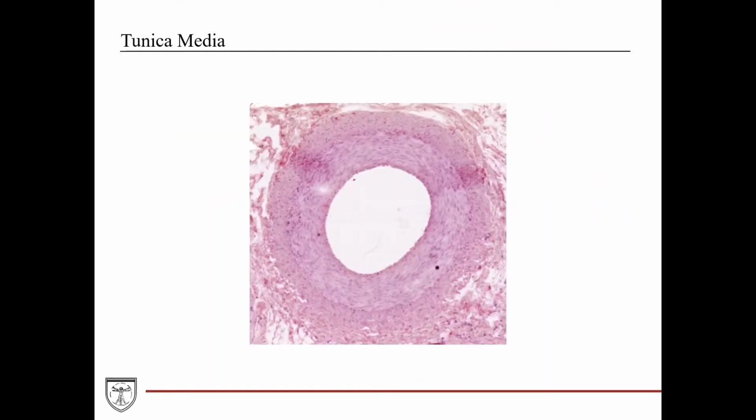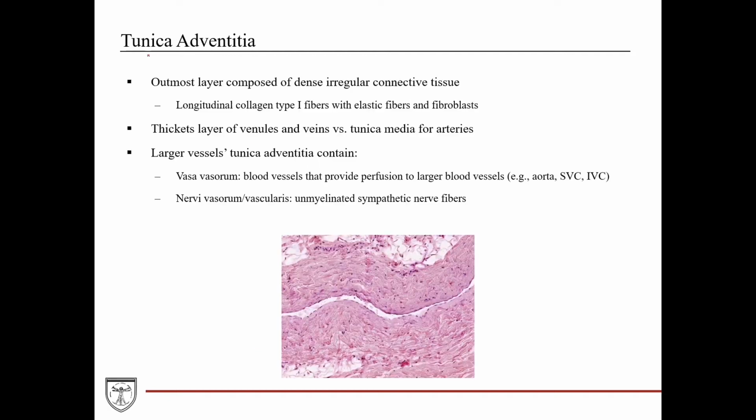And then just histologically here, again, here's that intima layer here. The adventitia is out here, and so in between here, this is your tunica media layer. And you can see the smooth muscle cells here. Lastly, the tunica adventitia. This is the outermost layer, and it's composed of dense, irregular connective tissue. You can see that down here in the slide. This is from a medium-sized vein. It's also composed of longitudinal collagen type 1 fibers with elastic fibers and fibroblasts. And it's the thickest layer of venules and veins, versus the tunica media is the thickest layer for arteries. That's a key distinguishing factor between veins and arteries.